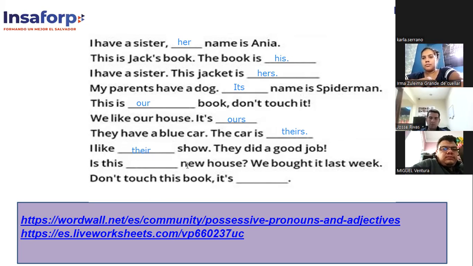Is this new house? We bought it last week. Their new house. Oh. Our. Is this our new house? ¿Es esa casa nueva? We bought it last week. La compramos la semana pasada. Don't touch this book. It's mine. It is mine.